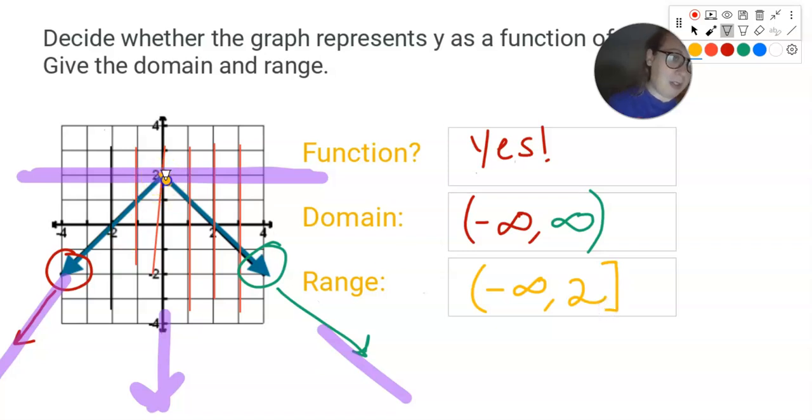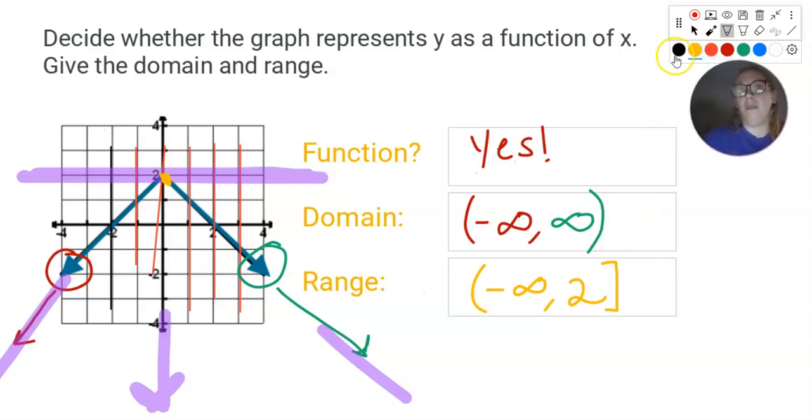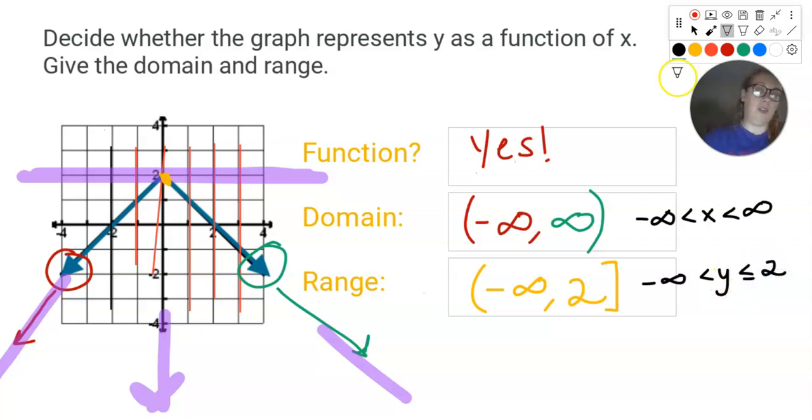So we're going from -infinity to +2. And it can be equal to 2, so I use a bracket there, versus the other one, which has an open parenthesis. We can also write these as intervals if we want, like this, or as inequalities: x goes from -infinity to infinity, and the y values go from -infinity to +2.